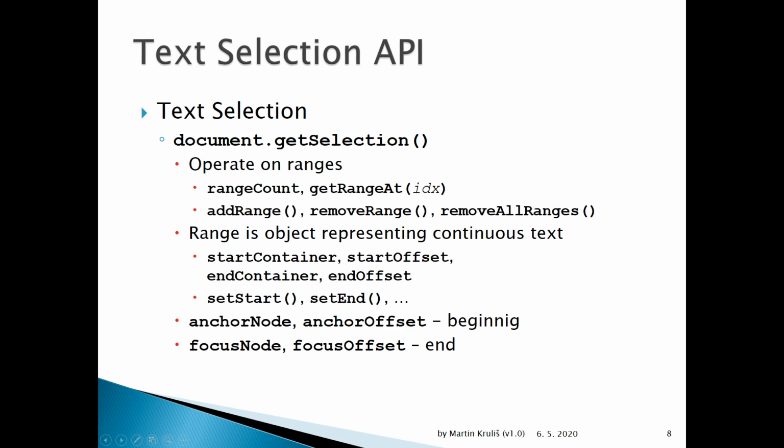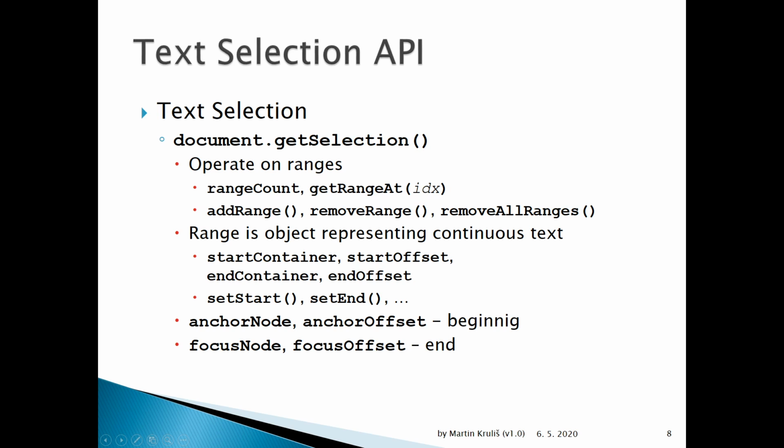To access the selection, we can use this method. It will return us a selection object which represents the API itself. What we need to know is that a selection may not be continuous, so it's divided into ranges, and one range represents one continuous block of the selection. We can use these properties and methods to access them, and of course we can manipulate the ranges, so we can add another range, for instance.